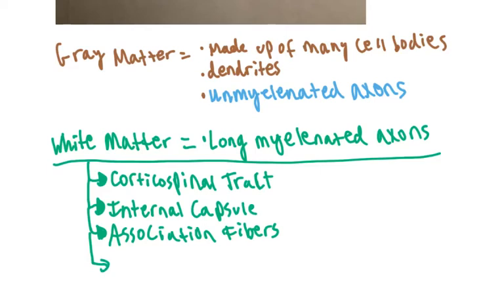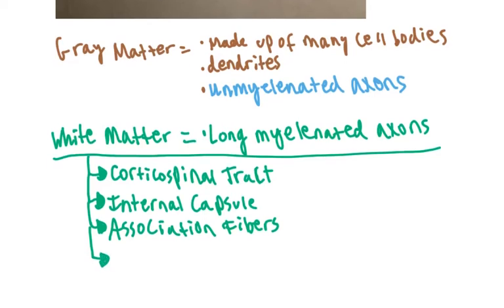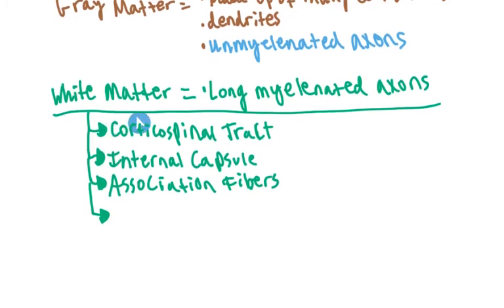And any tract that is just long myelinated axons, and we already said one example, the corticospinal tract. We also have the corticobulbar tract, so make sure you go and check out that video. And so we have association fibers, internal capsule, our corticospinal tract. We also have our corpus callosum, the main white matter tissue responsible for the transmission of signals from the left side of our brain to the right side of the brain, and vice versa.